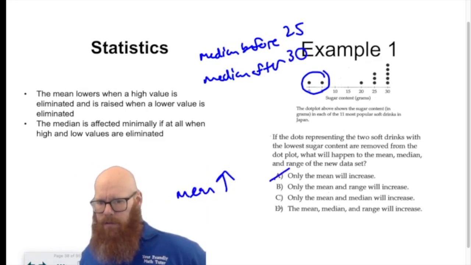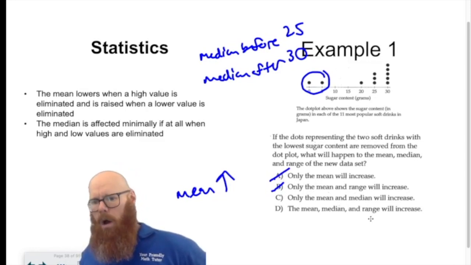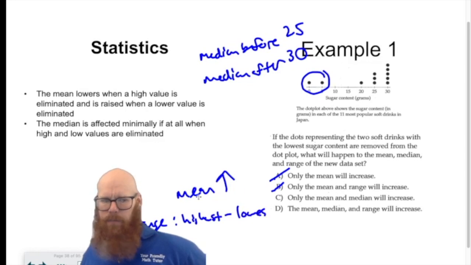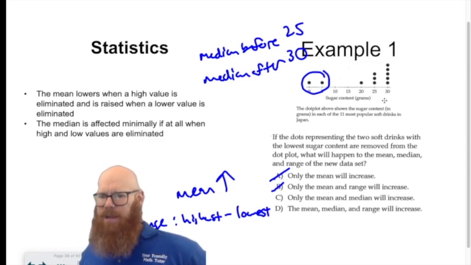So only the mean and range will not work, definitely the median has to be part of it. So now it comes down to the range. Well, the range is something that you should know is the highest minus the lowest. Well, what's going to end up happening is the original range is 30, but then the range becomes 10. So the range is actually going to go down by getting rid of low values. So that will not increase. So the answer is C. Only the mean and median will increase.